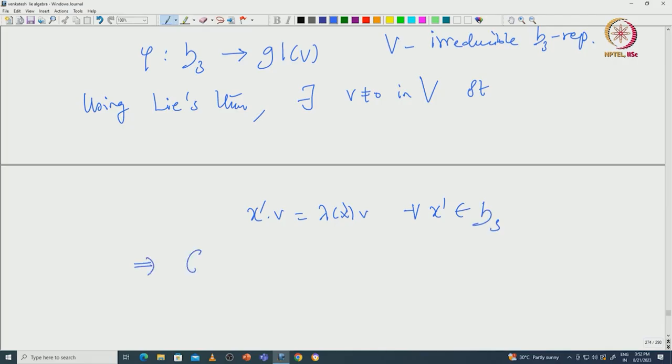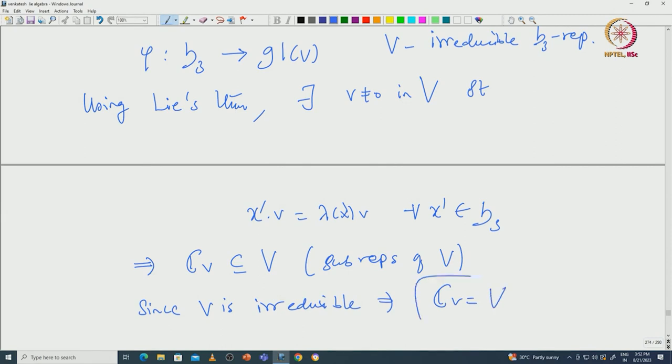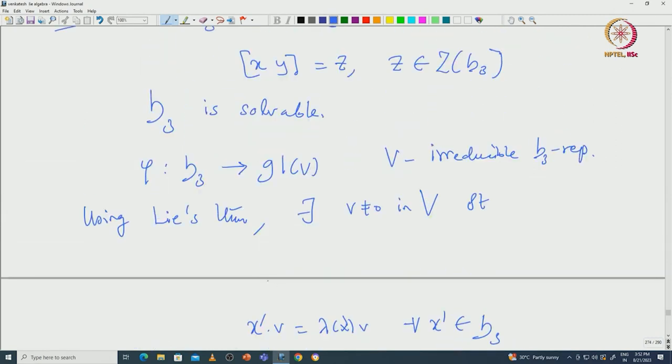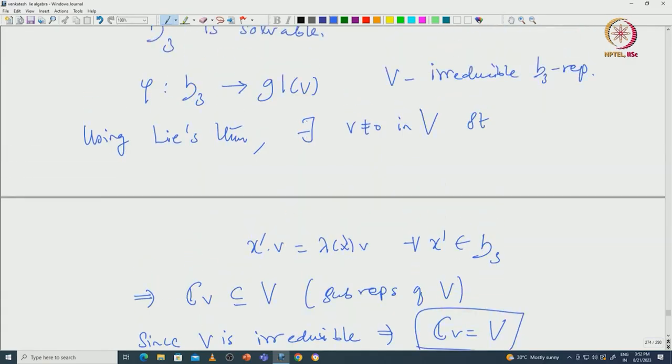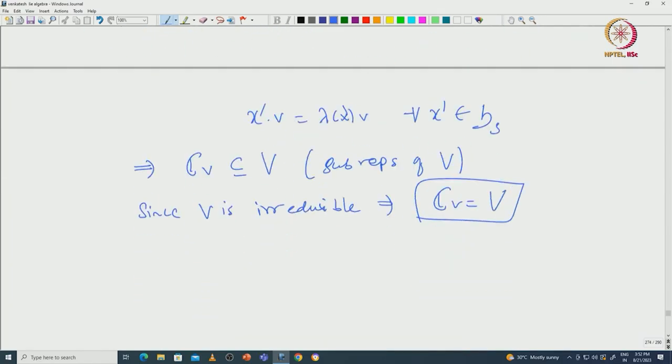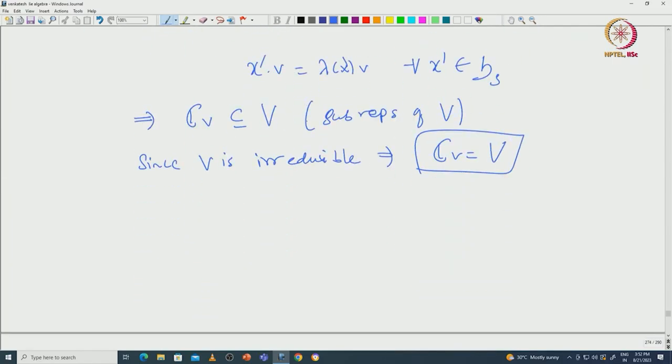That means the space generated by Cv inside V will become a sub representation of V. But since V is irreducible, that will imply that Cv equals capital V. So, because H3 is soluble, all the irreducible representations of H3 must be one dimensional. And this is true for any finite dimensional soluble Lie algebra. That is an immediate consequence of Lie's theorem.